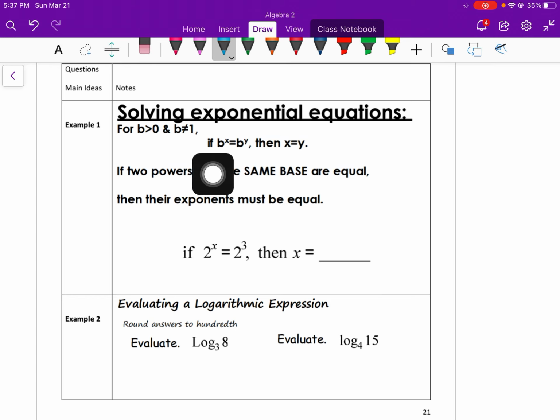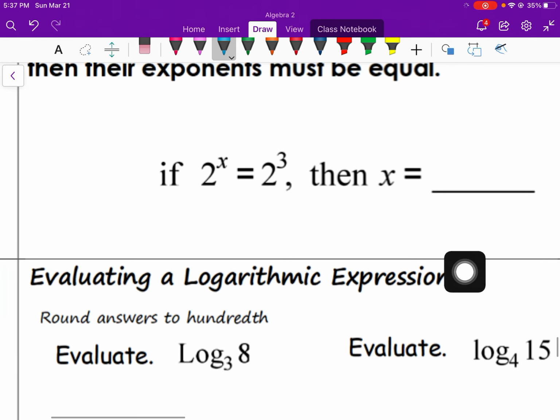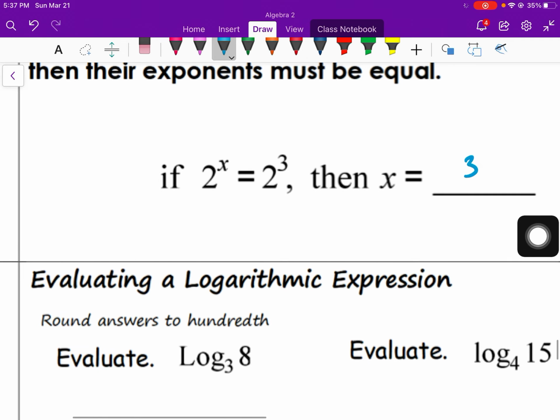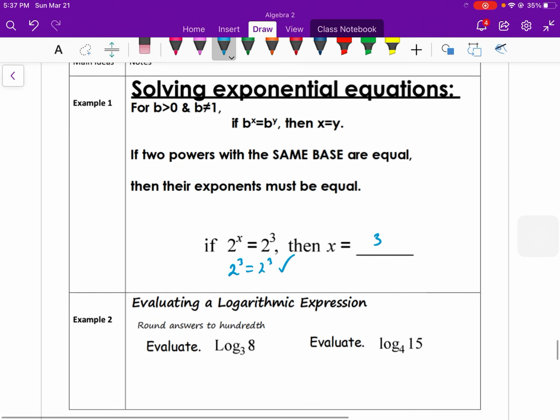If the bases are the same, b to the x equals b to the y, then x equals y. This is pretty intuitive. Let's look at this first one. If 2 to the x equals 2 to the 3, what does x equal? Hopefully it's clear that this will be 3, because if we substitute x in, 2 to the third equals 2 to the third. So we can evaluate exponential equations like that when our bases are the same.